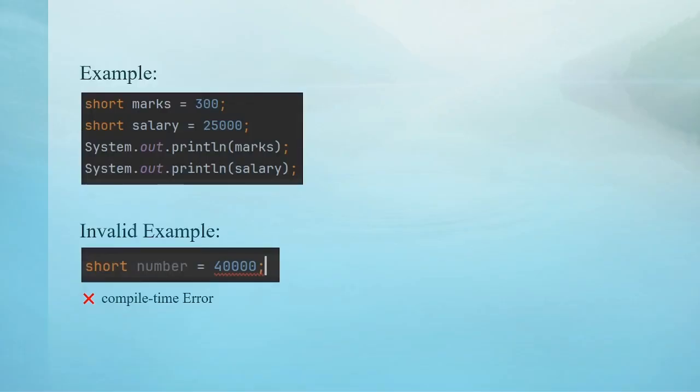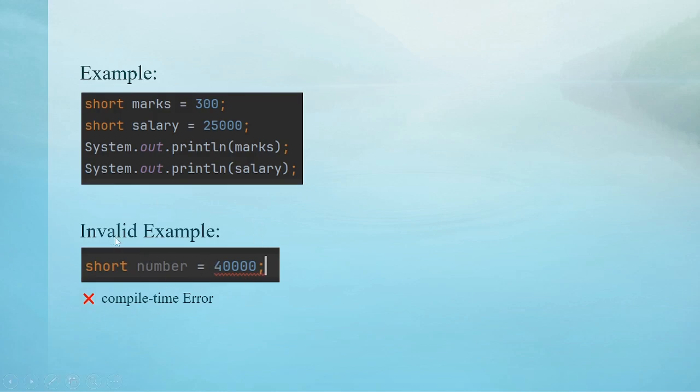For example, I have declared a variable called marks of short data type. The value is 300, and salary of short data type has the value 25,000. Both the values are within the range of the short, so the program runs successfully.